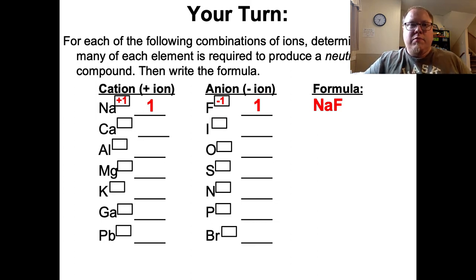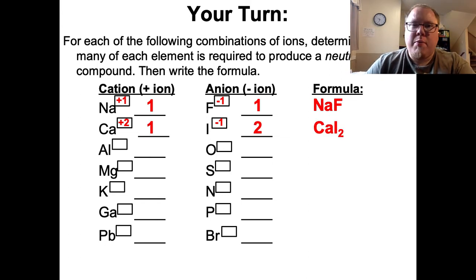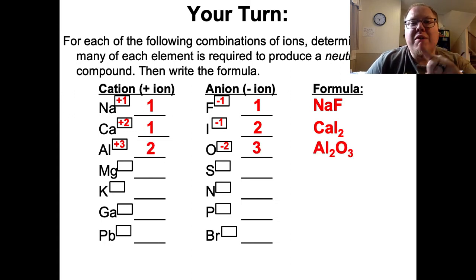Got an answer? Okay, so calcium, typically a +2, iodine, typically -1. So in this case, we would have a 1-to-2 ratio. The formula would be CaI2. Aluminum, +3, oxygen, -2. So with this one, we have that 2-3 again. So we would have 2 of the aluminums, 3 of the oxygens, in order to make those equal. So the formula would be Al2O3.